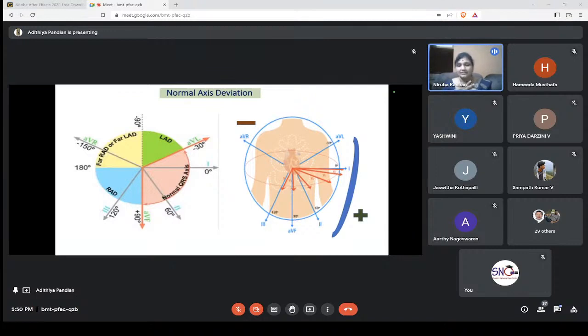So the very beautiful diagram on the right side, if you remember it and you know the polarities and everything, then it is very, very easy to know the axis deviation. The axis between aVL and aVF, we call normal axis deviation. Anywhere beyond that, it becomes left axis because it is negative, and right axis, it is positive. The next slide, please.